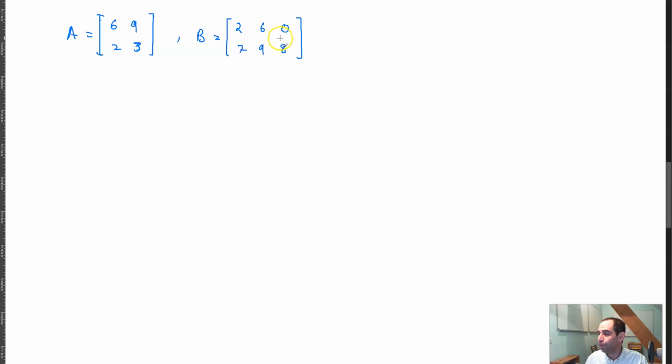Now the matrix you want to find is AB, right? The product of A and B. So first of all, you need to know whether AB is defined or not. This matrix is a 2 by 2 matrix. This is a 2 by 3 matrix. Therefore, this 2 is equal to this 2, and therefore AB is defined.